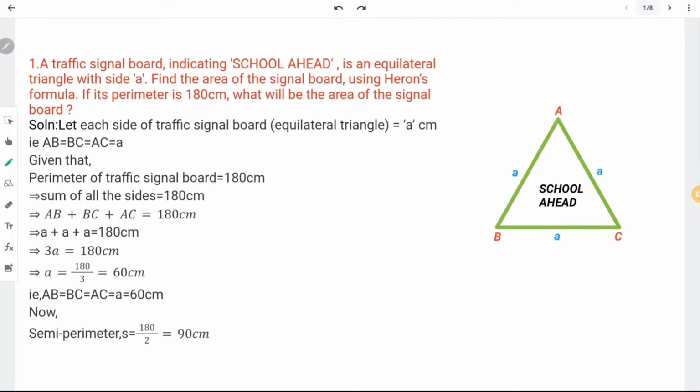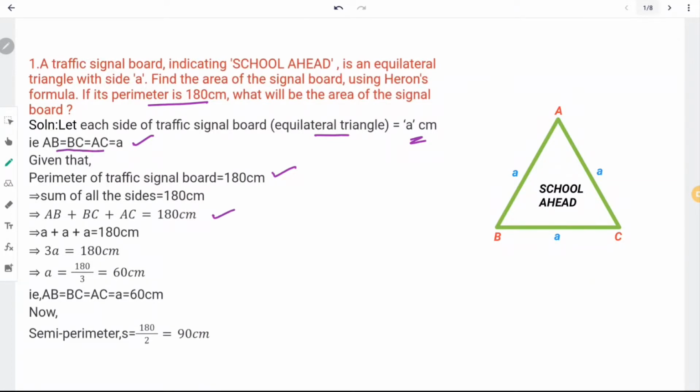So let each side of the traffic signal board, because it is an equilateral triangle, all the sides should be equal. So we're going to take them equal to small a. That is AB equals BC equals AC. And now you'll notice the question has given the perimeter, which is equal to 180 centimeters. Perimeter means the boundary, right? It is the sum of all the sides: AB plus BC plus AC equals 180 centimeters.